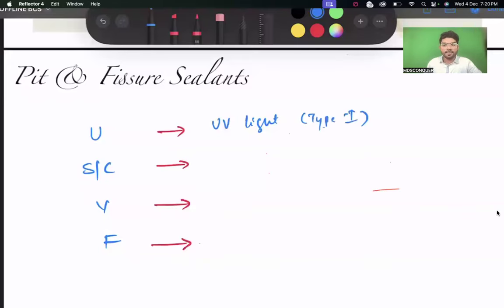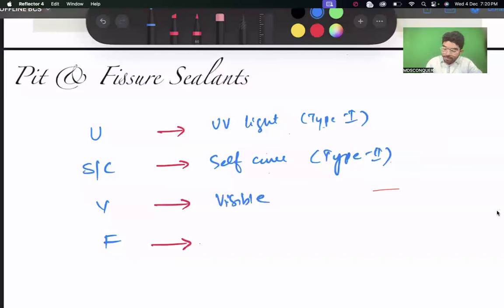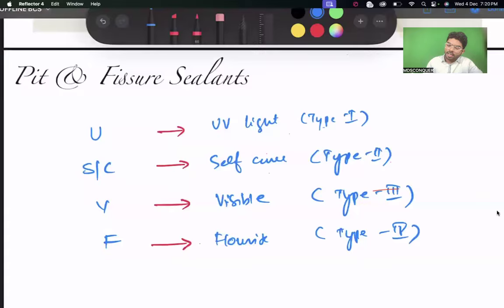Sachin, S for self-cure. That is type 2. Very, V for visible light. That is type 3. Famous is F for fluoride release. That is your type 4. In the last couple of years, a question repeated 3 times is: type 4 pit and fissure sealant is, what is your answer? Fluoride release.